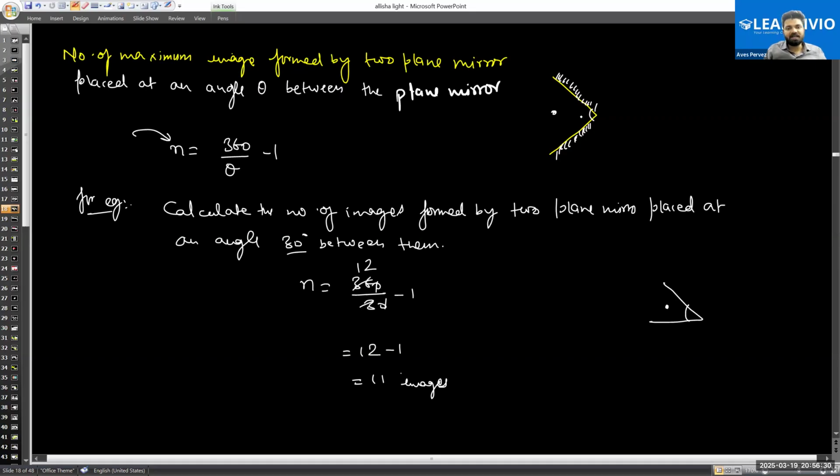So let's suppose this angle is 90 degree. So how many images can be formed? 360 upon 90 minus 1. So you divide it, you will get 4 minus 1, 3 images. Got it? Yes, sir. And if the angle is 30 degree, then it will be 11 images. So please calculate it, note it down fast.